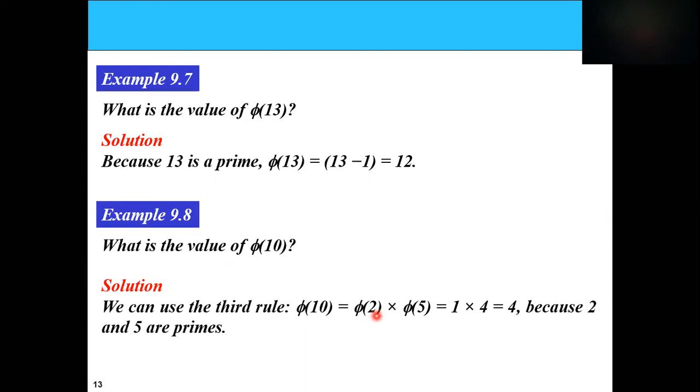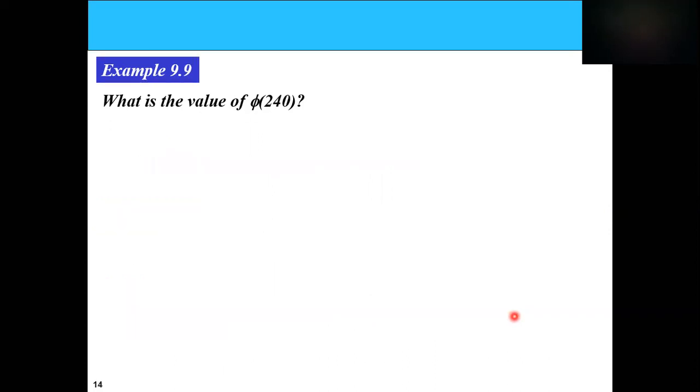the second case, which is p minus 1. It means 2 minus 1 is 1, and phi of 5 is 5 minus 1, which is 4. Thus, 1 into 4 is 4, because 2 and 5 are prime.